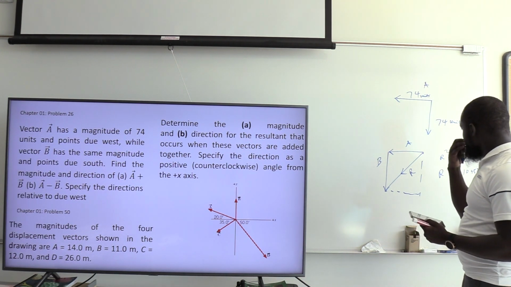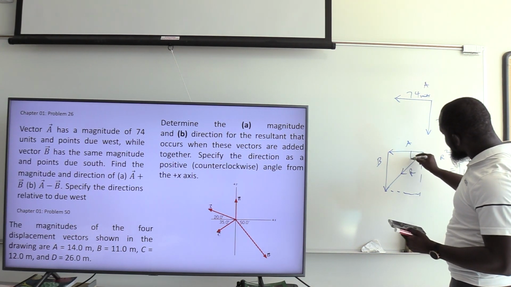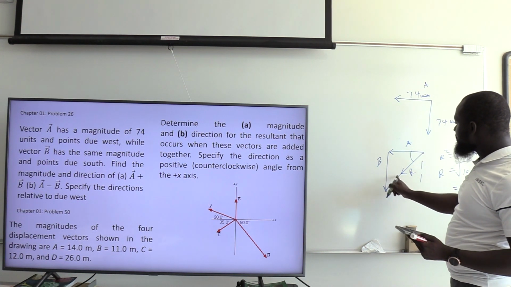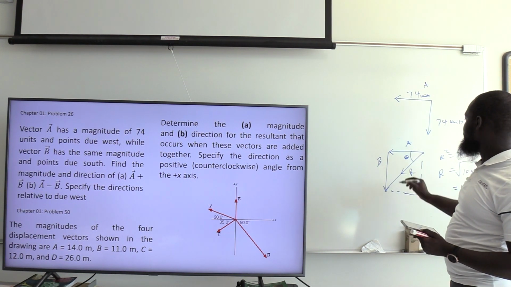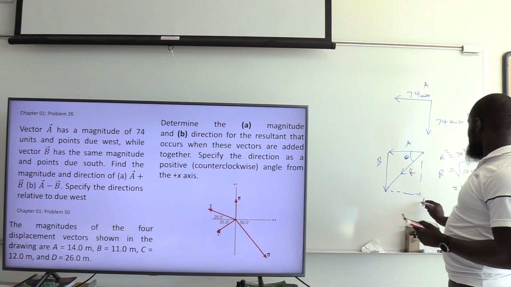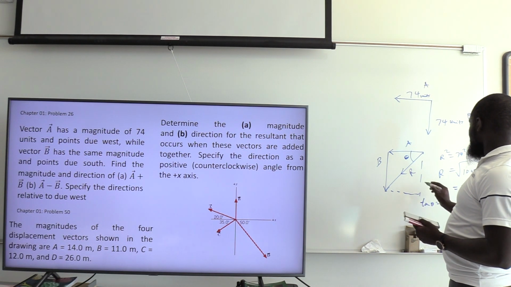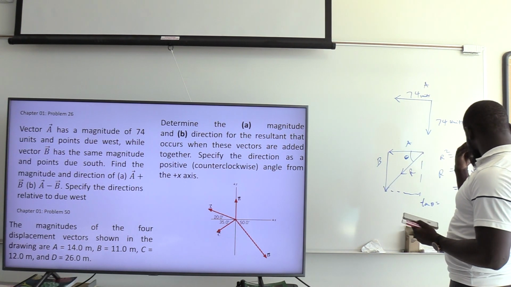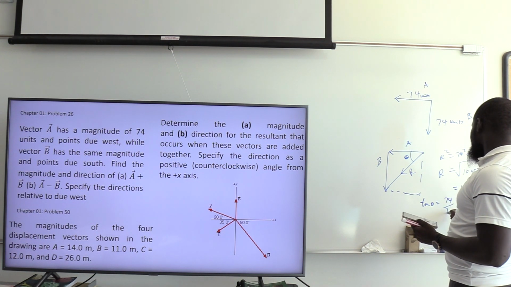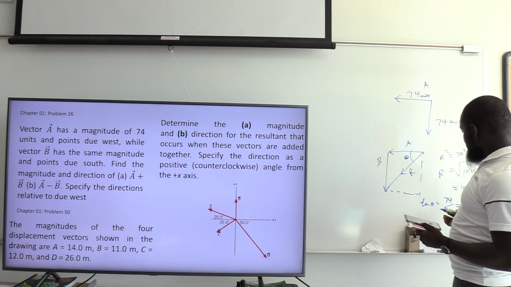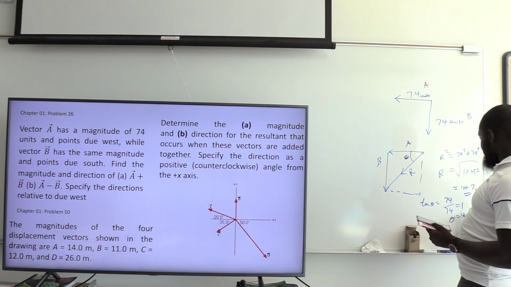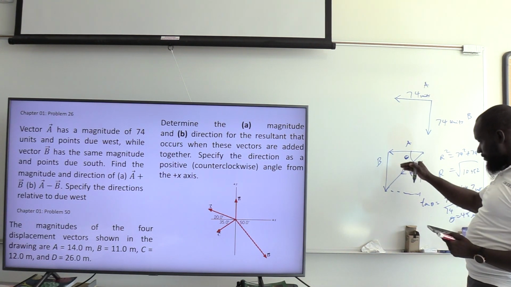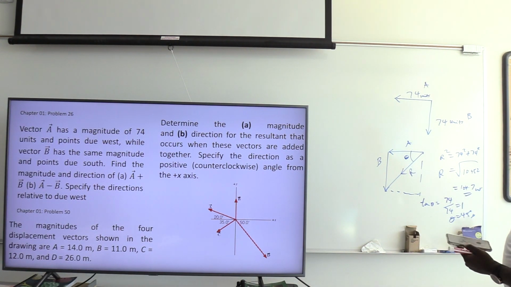So what is the direction? Due west will be here. If they wanted a direction due south, I would use this. So this is the angle I'm looking for, theta. Tangent of theta is 74 divided by 74, which is 1. So the inverse of that, theta, is 45 degrees. Only 45 degrees can give you the same, and you can tell.